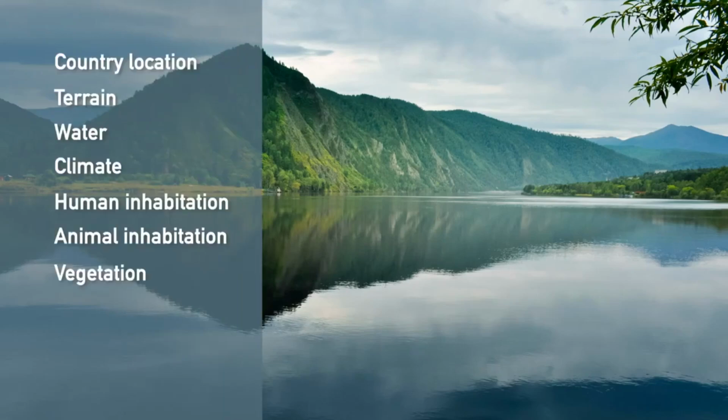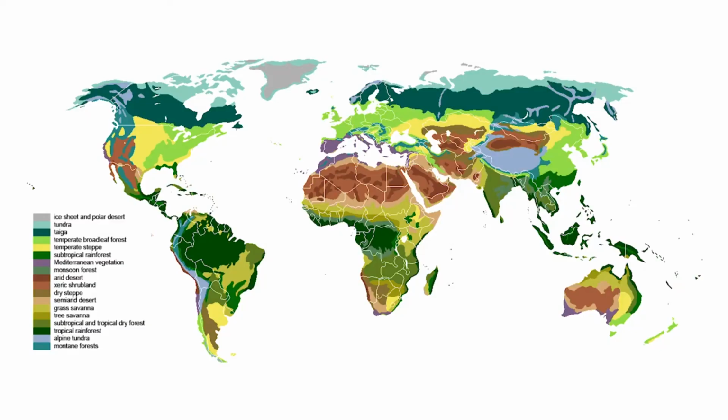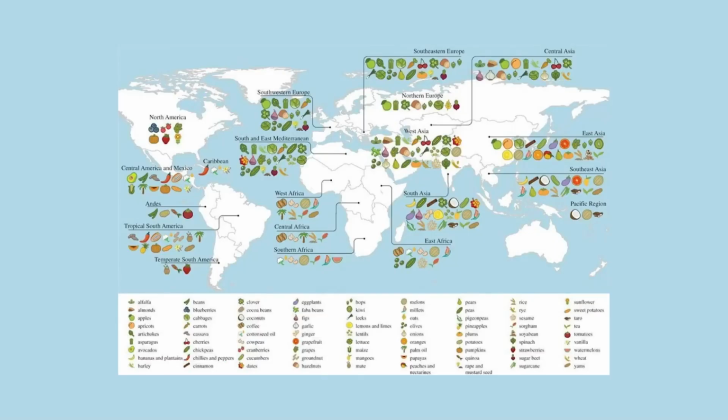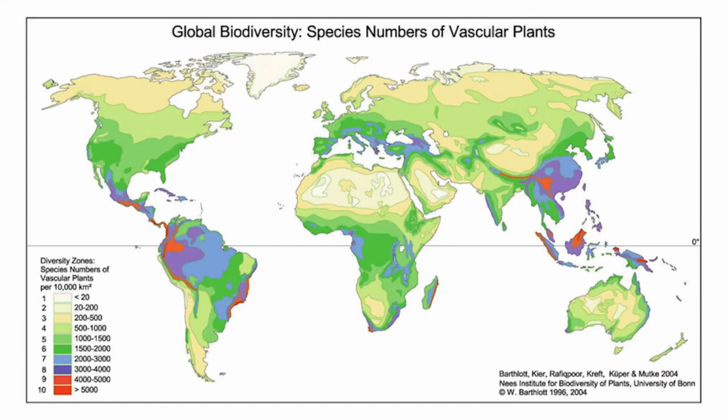Furthermore, I looked at the vegetation of a country. What kind of plants are in the country? Is there a lot of wilderness? Is there a lot of agriculture? And what kind of agriculture is being grown in that country? What kind of wild plants natively grow in that country?